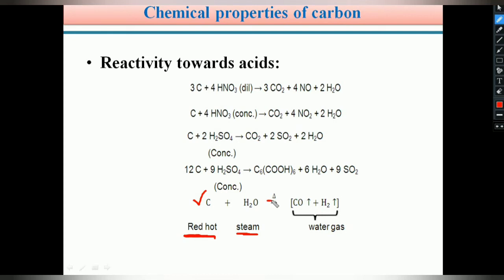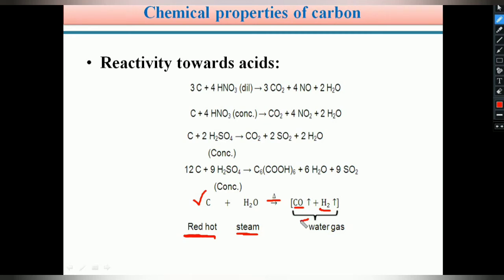See students, here I denoted it with a triangle symbol. In chemistry, if you observe a triangle symbol above the arrow, it denotes temperature, meaning the reaction is performed at a high temperature. So red hot carbon is treated with steam at high temperature. It forms CO, carbon monoxide gas, and H2 gas.